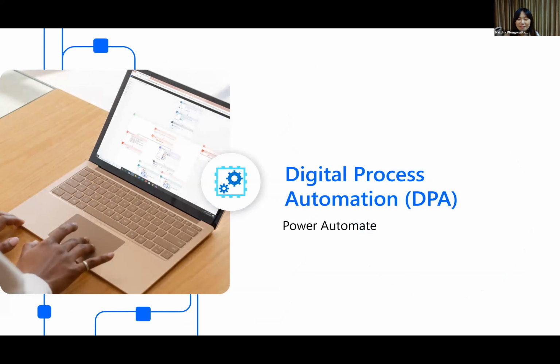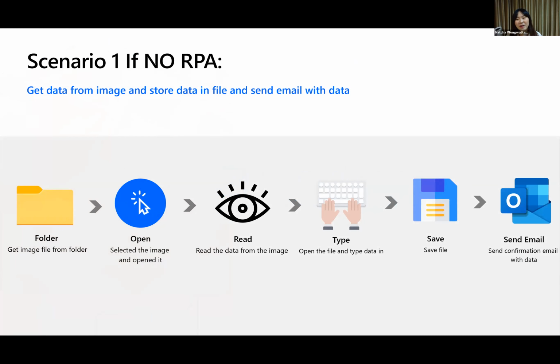Okay, so let's dive into an example of Power Automate, which can be used in a general business use case. In this scenario, I know you all have faced this situation before. You need to get the data from an image, store it in a file, and send back an email with that data. So normally, how would you deal with this scenario? I guess everyone's steps will be like, first select the image in the folder, click on that image and open it, read the data from the image, type the data into a file, save the file, and then send the email with the data back. That's a lot of work, right?